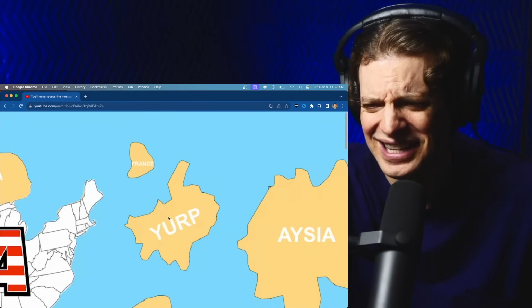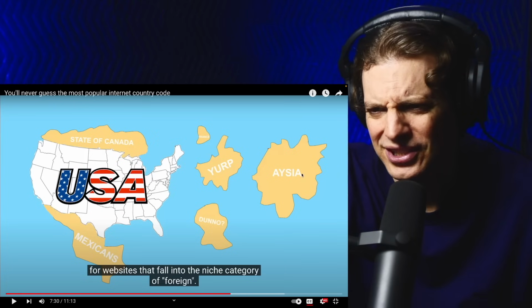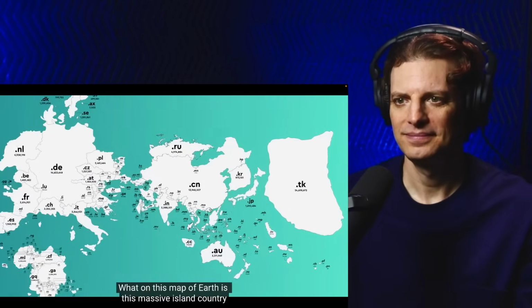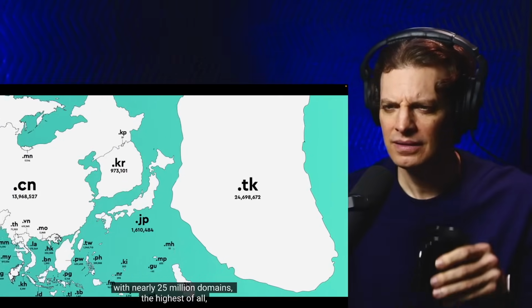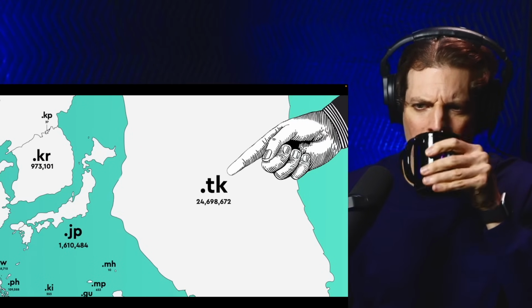France. Europe. Dunno. Asia. Perhaps the biggest mystery is, what on this map of Earth is this massive island country with nearly 25 million domains, TK? The highest of all, with the country code .tk? Turkey? Turkey's not an island. Torquay? Torquay doesn't have a K. So where is it? Tokelau. Never heard of it. Neither have Tokelau.